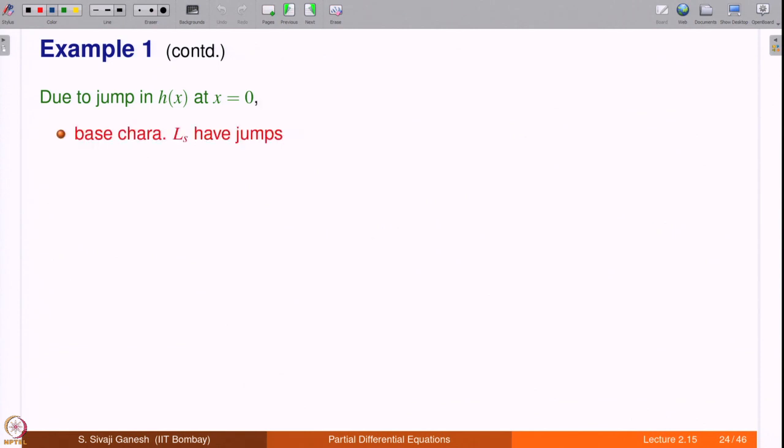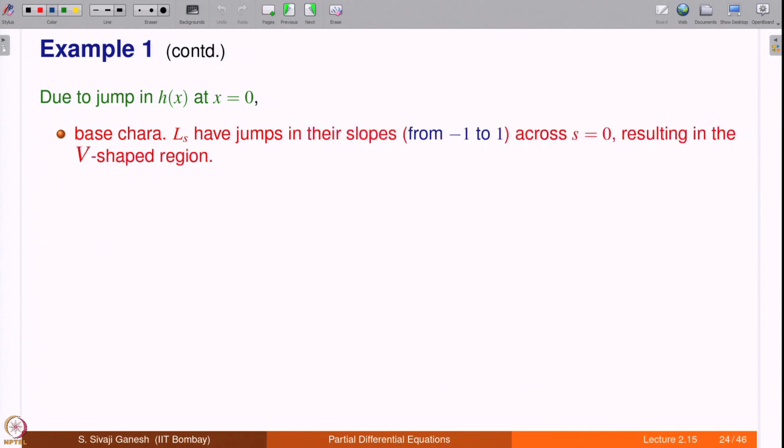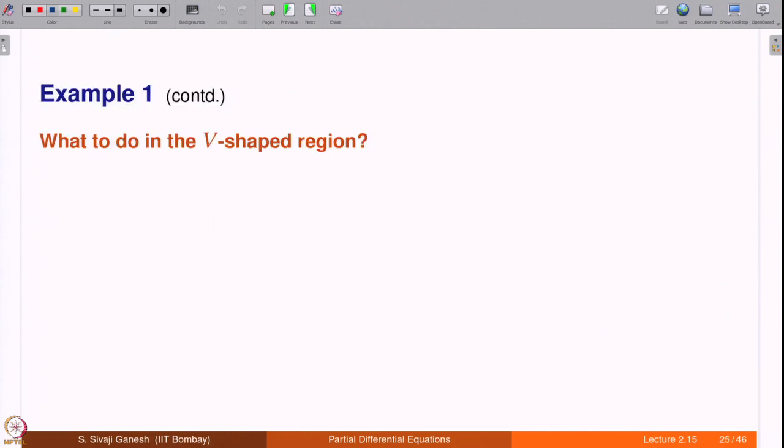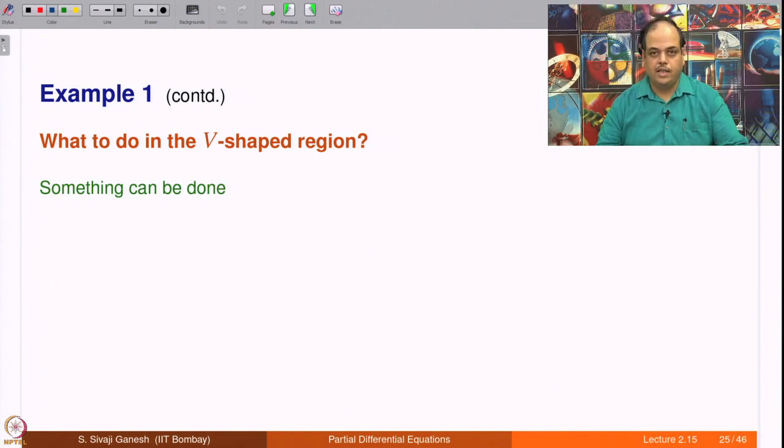This is happening because of the jump in h(x), because it suddenly shifts from minus 1 to 1, therefore the slopes also jump across s equal to 0, and that is what results in the V shaped region. Now, u equal to minus 1 is a solution defined on this domain, and u equal to 1 is a solution on this domain, as you can see in the picture. So, what to do in the V shaped region, that is a natural question. Can you define a solution in the V shaped region? This is the question that we ask.